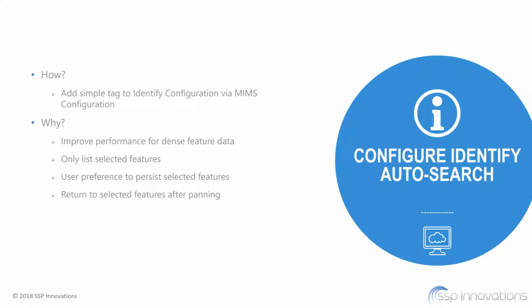So where is this useful? It's useful if you've got some particularly feature dense data that takes a while to return things to the identify list. So it's going to improve performance by only returning those features that are actually selected. So if you do have user groups with a preference or they have some really, really feature dense data and they want the performance to improve, we can basically turn off that auto search so that it maintains that feature list until your user makes another intentional reselection. So it's a very simple but highly effective enhancement, again, that was directly requested by customers just to give you that flexibility where you need it.